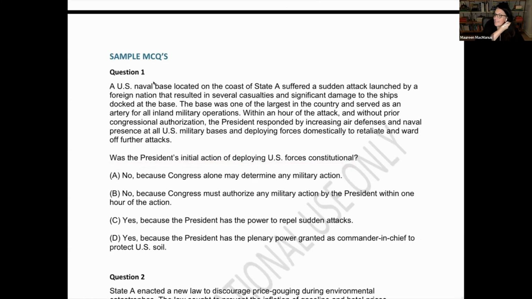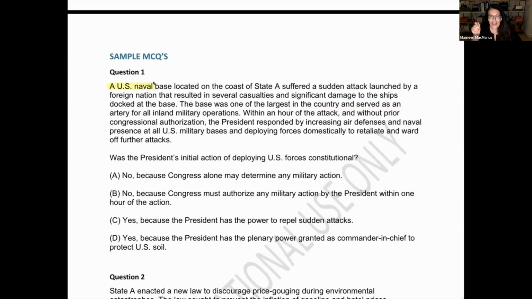So I know we're dealing in common law here, and all of these questions, you probably noticed, they're all just grouped by subject. So they're not all mixed up like we would expect on the real exam. So it says here, a U.S. naval base located on the coast of state A, so it's a U.S. naval base. I know that the president is commander-in-chief, suffered a sudden attack launched by a foreign nation that resulted in several casualties and significant damage to the ships docked at the base. The base was one of the largest in the country, I'm going to just underline as I go, and served as an artery for all inland military operations. So this is squarely within the president's power as commander-in-chief.